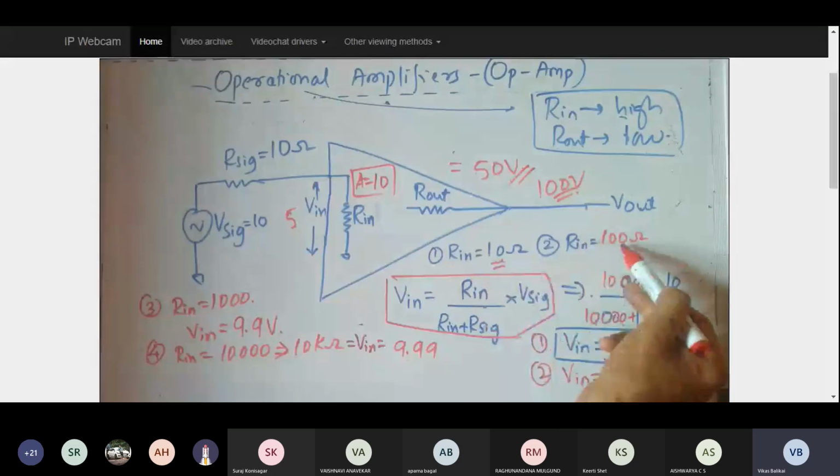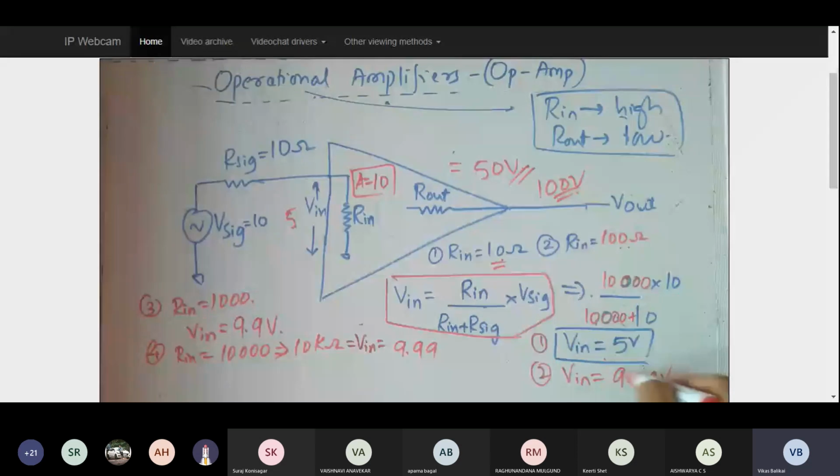When I increase it to 100, my Vin became 9.09. When I make it 1000, it became 9.9. When I make it 10,000, 9.99. You increase it further, it will be 9.9999 and it keeps on increasing. Of course, it will never reach 10. But 9.99 is way better than 5 volts, isn't it? Are you getting what I'm telling?